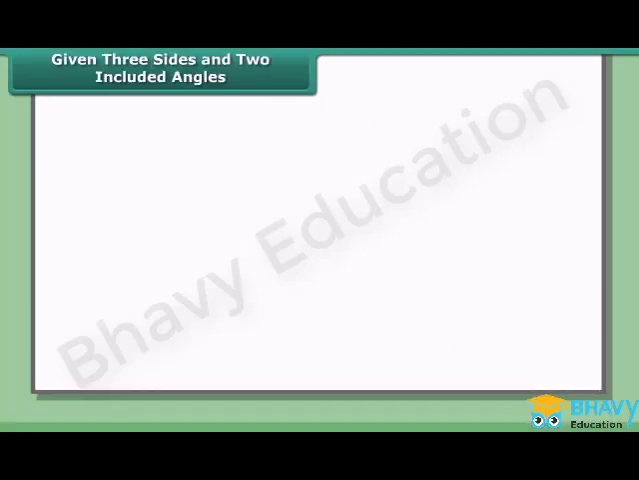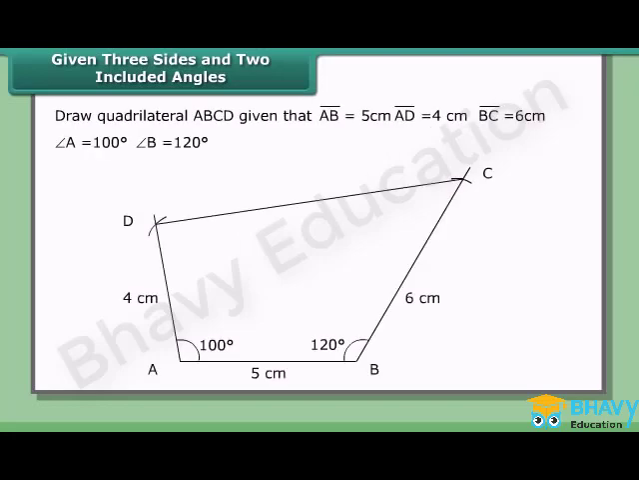Given 3 sides and the 2 included angles. Draw quadrilateral ABCD, given that AB is 5 cm, AD is 4 cm, BC is 6 cm, angle A is 100 degrees, angle B is 120 degrees.